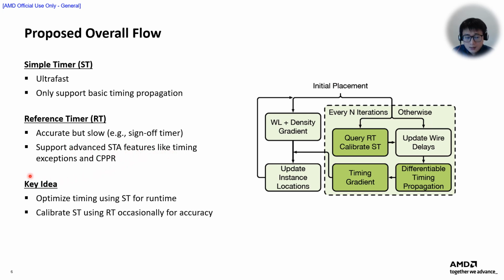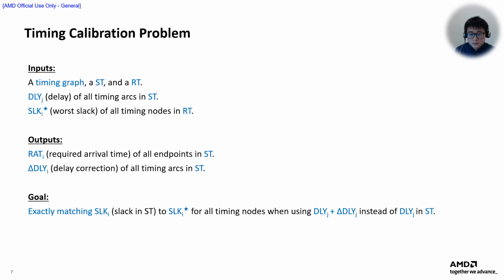The key idea here is that we only optimize placement using this simple timer because it's ultra fast. And we occasionally calibrate this simple timer using the reference timer for accuracy, for example, to make it timing exception and CPPR aware. Now let's define our timing calibration problem.